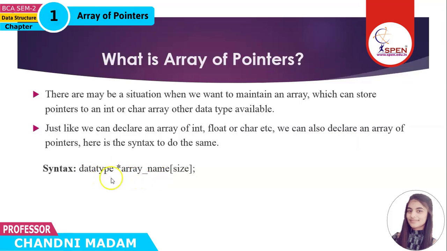Here is the syntax: data type, which means integer, float or character, whatever, then your array name and your size. That is similar to a normal array syntax, but the change is here: the value-at operator can be used in an array of pointers. Let us see one example. Here ap is your array of 5 integer pointers.